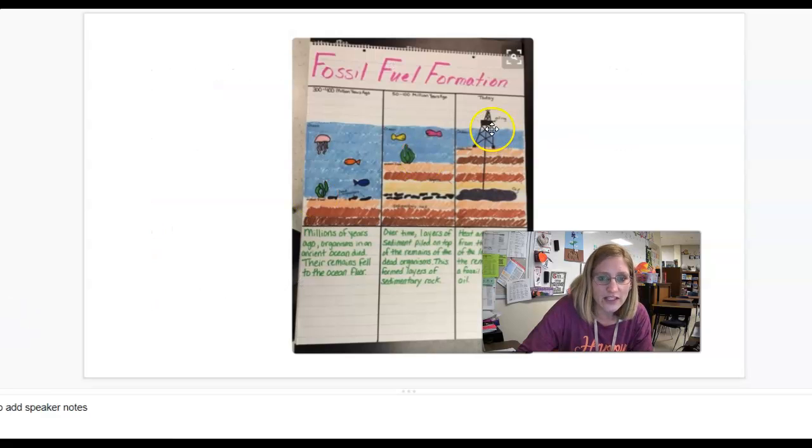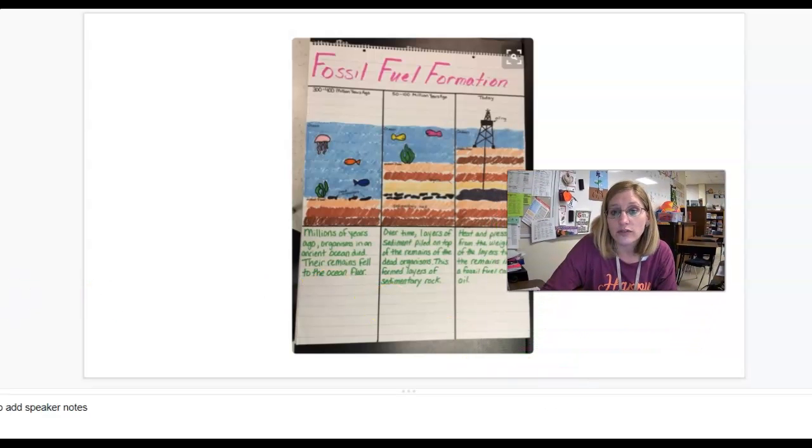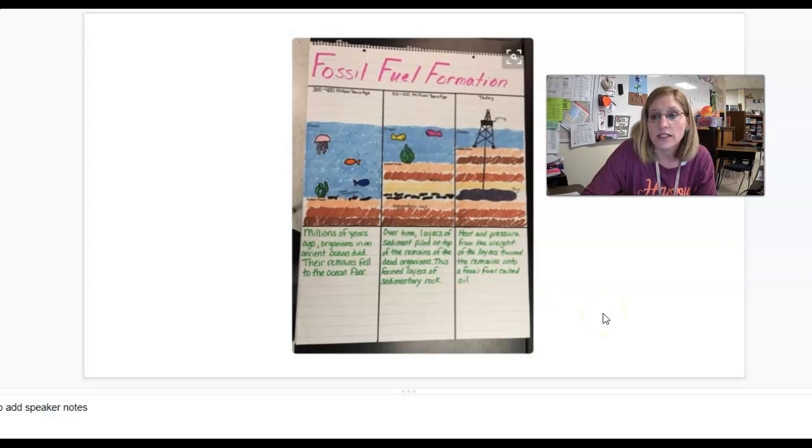So let's talk about fossil fuels. We talked about sedimentary rock, which is forming a rock. Fossil fuel formation means how fossil fuels are created and formed over time. This is something we've talked about a lot. There's two different types of fossil fuel that we really talk about. Actually, three, I guess. The first one we always talk about is coal.